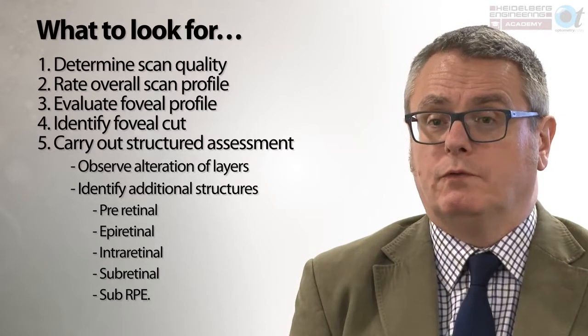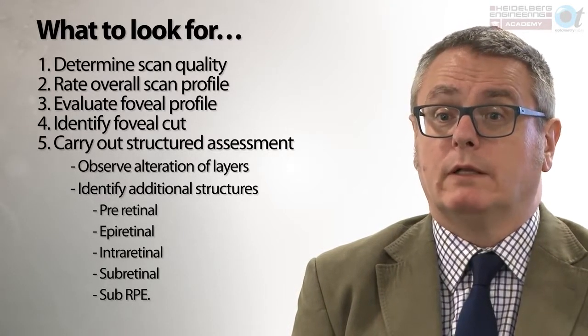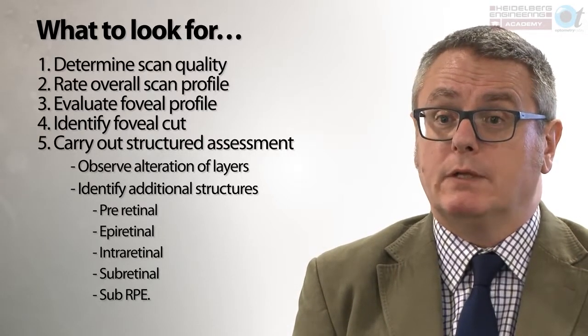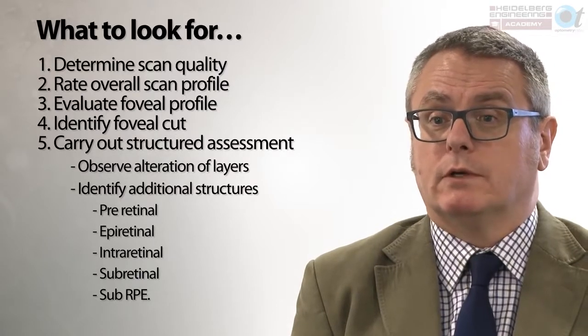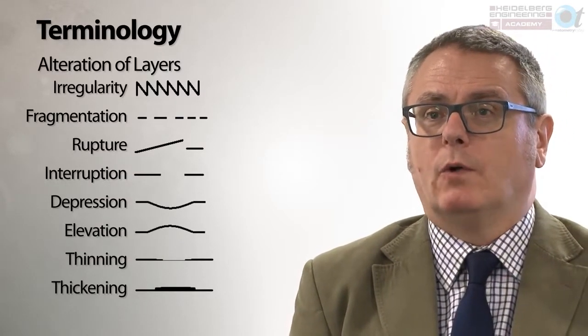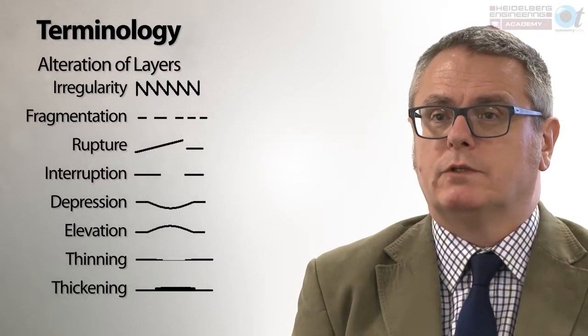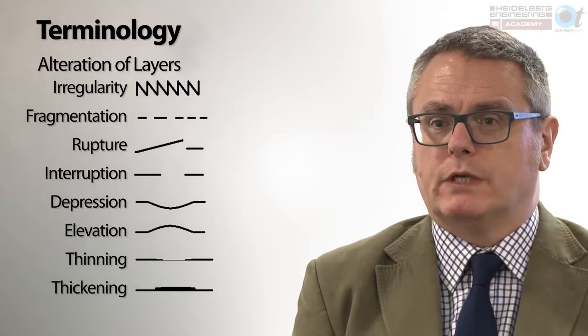So, very simple process. Determine the quality of the scan, rate the overall scan profile, evaluate the foveal profile, establish whether or not the fovea has been imaged, and then carry out a structural assessment of the scan. Before we can describe the changes within our OCT cross-section, we need to start to use some consistent terminology. So some very simple terms to describe alteration to normal retinal structure. So let's apply these terms to the retinal pigment epithelium in a number of examples.